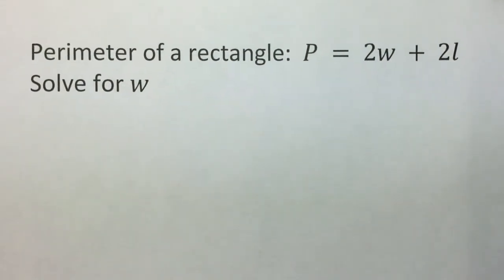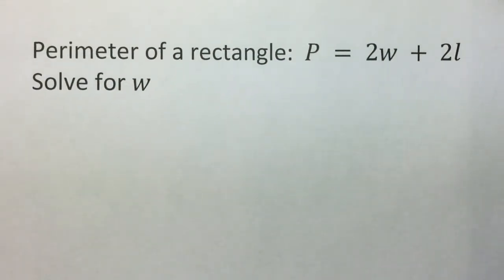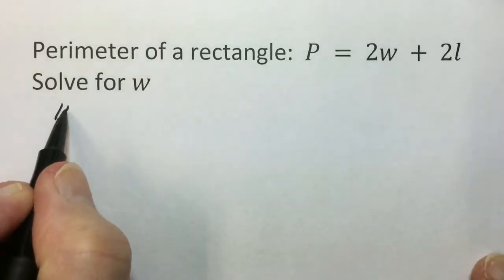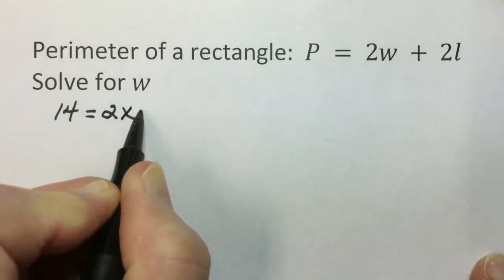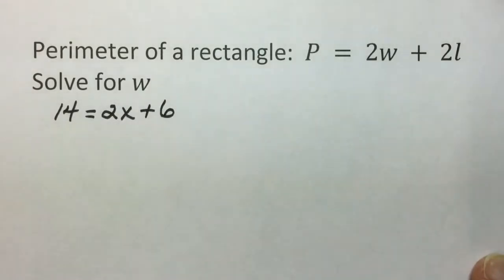This next example has the perimeter of a rectangle. The perimeter is equal to twice the width plus twice the length, and the problem is asking us to solve for w. Again, there are more variables than numbers, which may be somewhat troublesome, but let me show you a similar problem that you have been solving, where we have more things being done to the variable than just one operation.